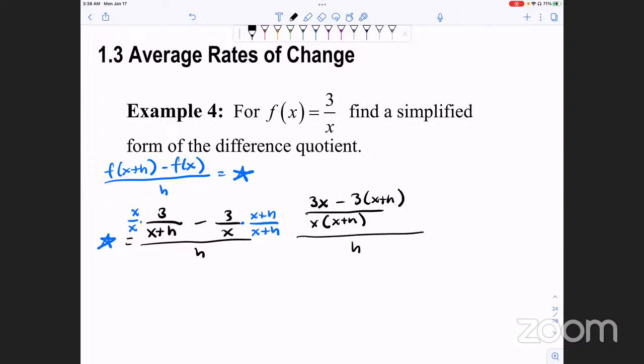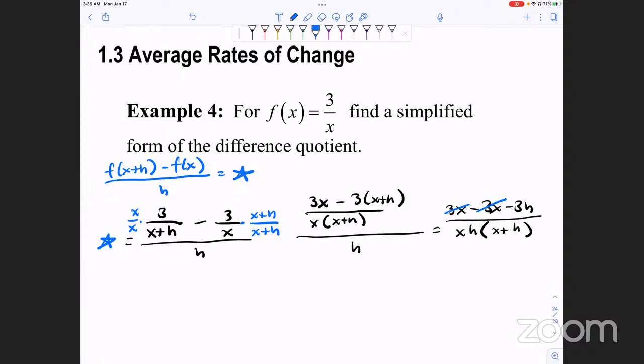The bottom is still h, so now let's flip and multiply. And let's combine some more like terms. So we can distribute that -3. So on top, we're gonna have 3x minus 3x minus 3h. On bottom, we're gonna have h. Let's write it as xh times x plus h, okay? So on top, this cancels this, right?